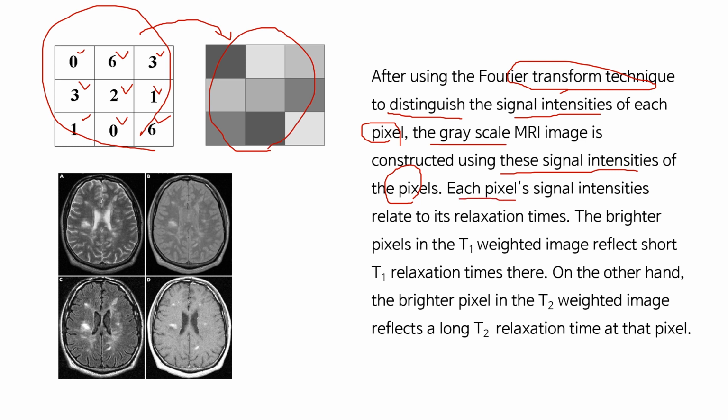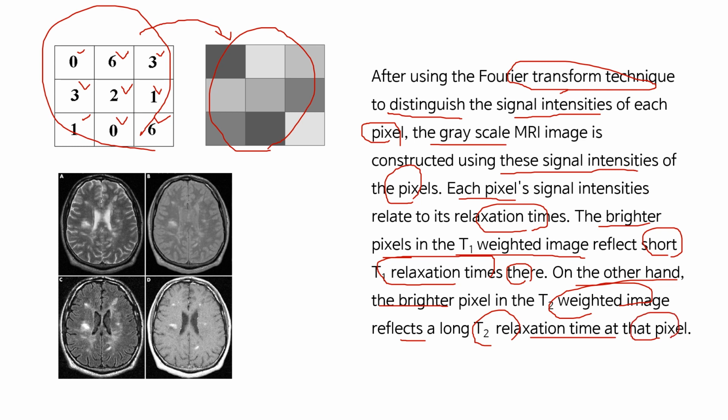Each pixel signal intensity is related to its relaxation times. The bright pixel in the T1 weighted image reflects a short T1 relaxation time there. On the other hand, the bright pixel in the T2 weighted image reflects a long T2 relaxation time at that pixel. So we can finally get the MR image from the data.